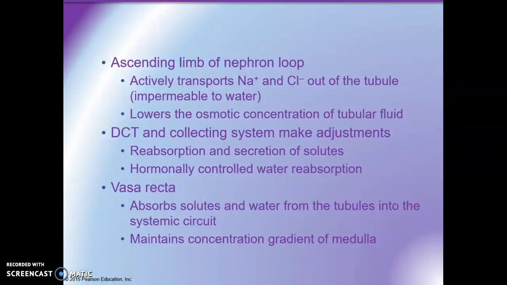The ascending limb of the nephron loop actively transports sodium and chloride ions out of the tubule and lowers the osmotic concentration of tubular fluid. The DCT and collecting system make adjustments: reabsorption or secretion of solutes and hormonally controlled water reabsorption. The vasa recta absorbs solutes and water from the tubules into the systemic circuit and maintains the concentration gradient of the medulla.